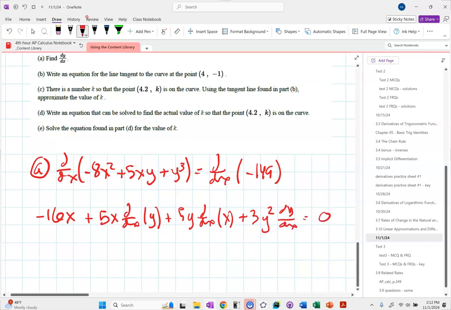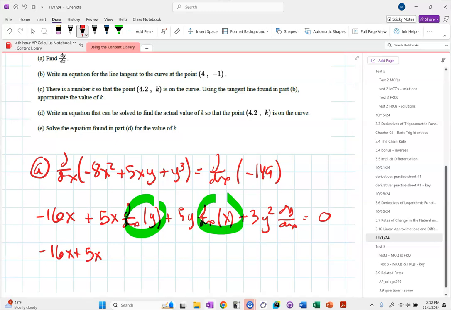So far, so good. We still have two derivatives to deal with, though, here and here. Let's finish that up. The derivative of y with respect to x is 1 dy dx, or I'm just going to skip writing the 1. What's the derivative with respect to x of x? 1. I'm not going to bother writing it.